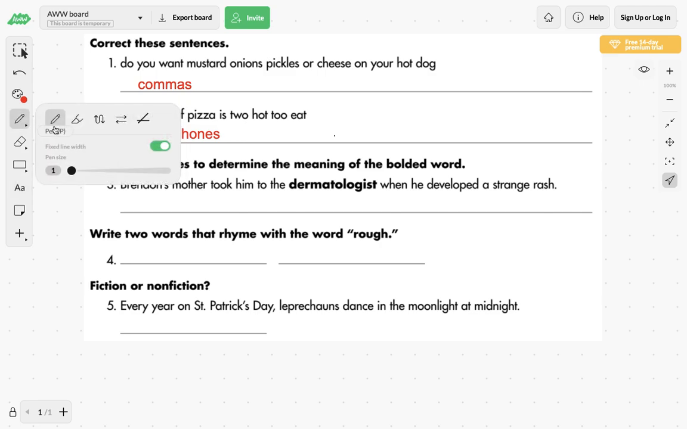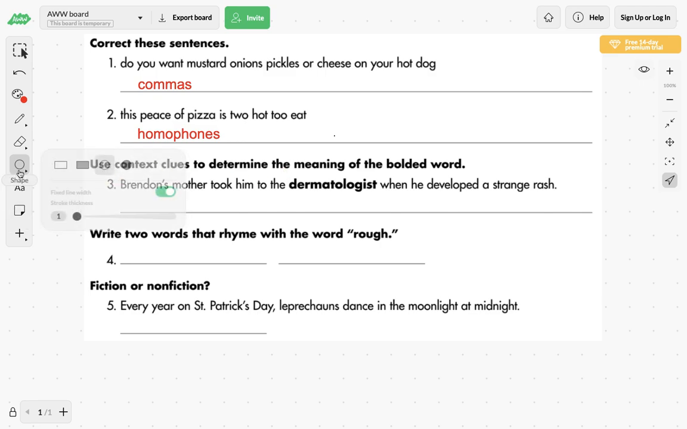It says, use context clues to determine the meaning of the bolded word. Now here's the word right here. Let me change that shape again. I want a square. So we got the word dermatologist. That's the focus here. What in the world does dermatologist mean? Well, when they say use context clues, that's just a fancy way of saying something quite simple, which is this. Use the rest of the words in the darn sentence to figure out what that word means.